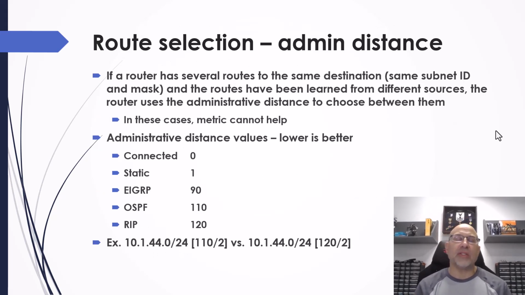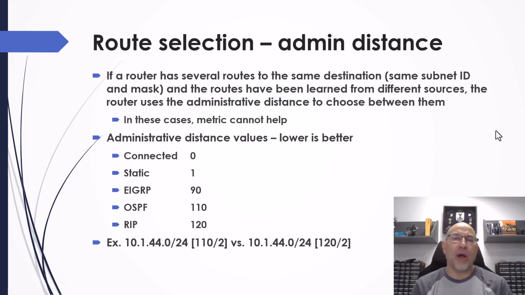Now let's take that next problem. Route selection based on administrative distance. What if I learned a pathway to a destination network via OSPF, and then I learned another pathway to the same destination subnet, but via some other routing protocol like RIP or EIGRP? Now, in the question example, it's EIGRP versus OSPF.